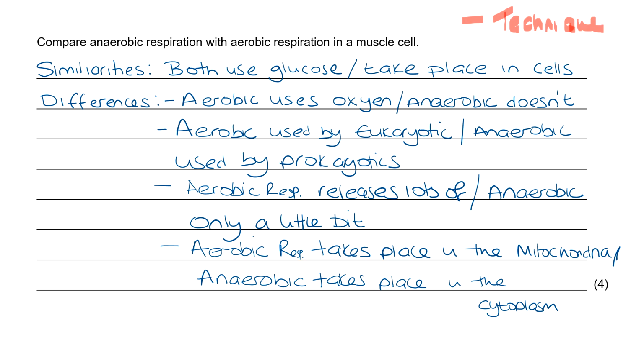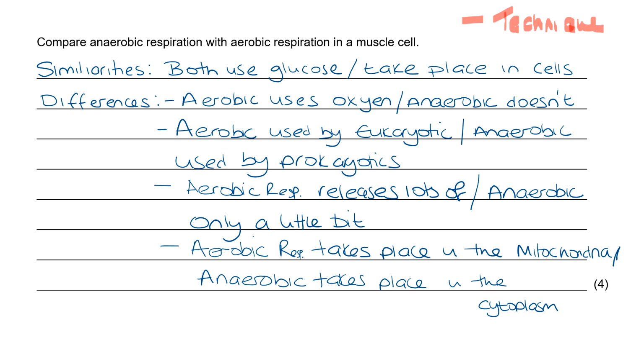There are two similarities. Both of them use glucose and both of them take place in cells. There are four differences that you need to be able to recall. Aerobic respiration uses oxygen, and a good connective here would be whereas anaerobic respiration doesn't.